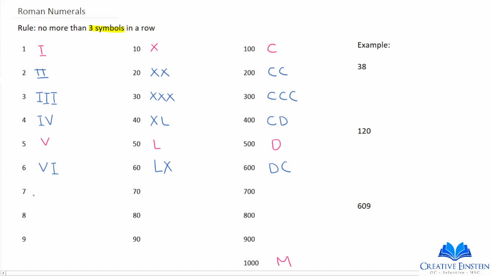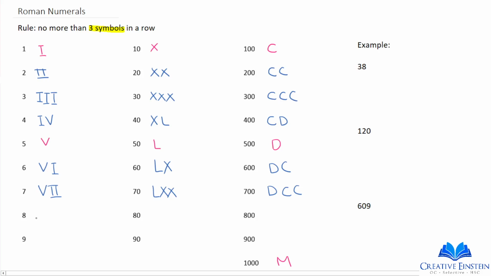Now 7 is 5 plus 2. So we know 5 is V. We know that 2 is 2 I's. So 7 is VII. By that same logic, we know 50 and we know 20. So 70 is 50 plus 20, LXX. 700 similarly, 500 plus 200. So DCC.